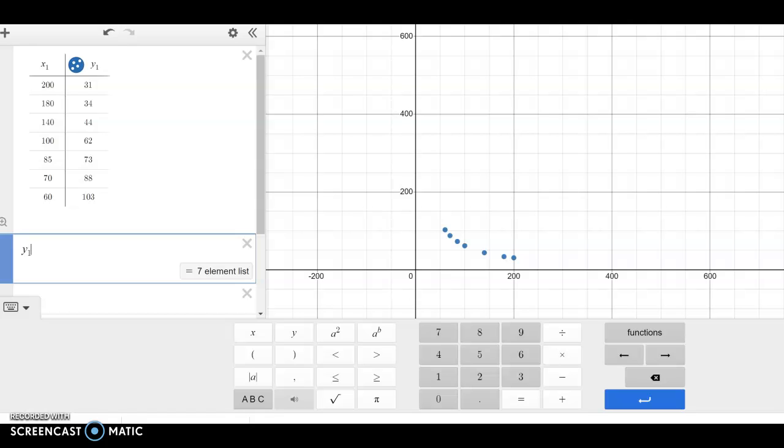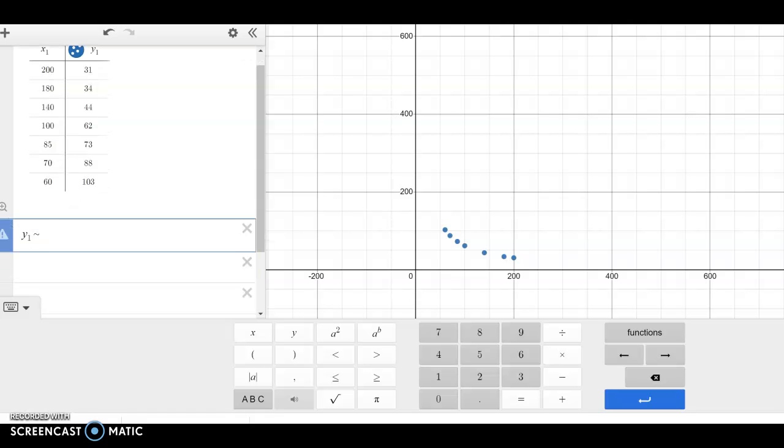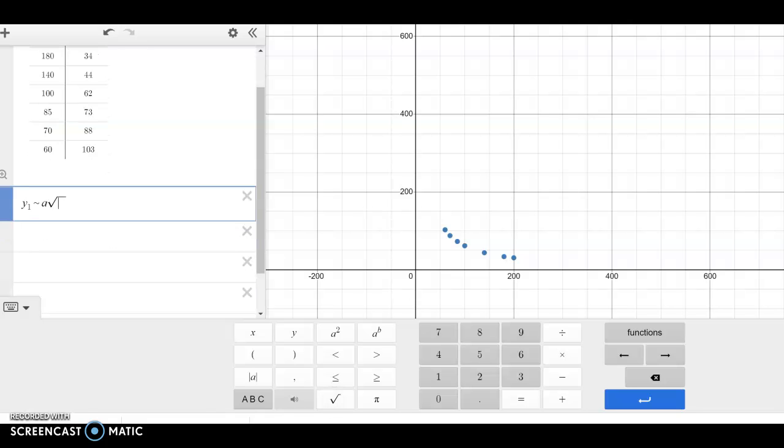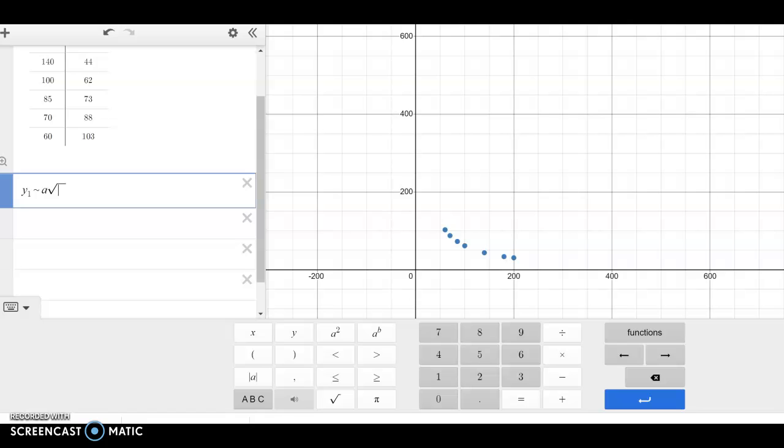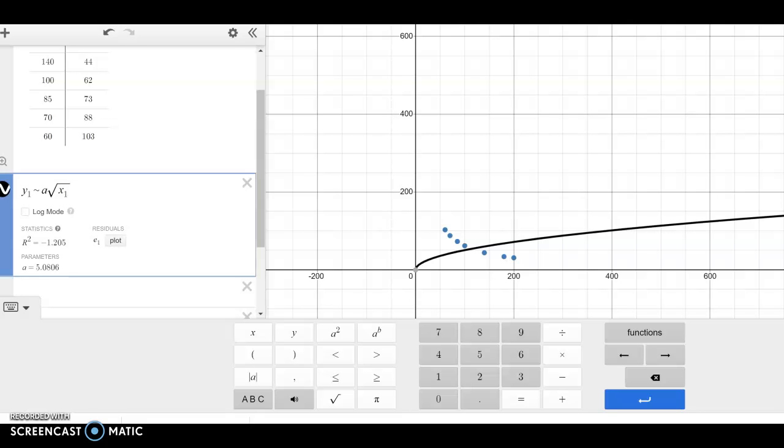I could try y1 equals, let's see, a square root of x1. Looks like maybe that's not supposed to be a capital. Maybe x1. Yeah, that sure doesn't look good, does it?